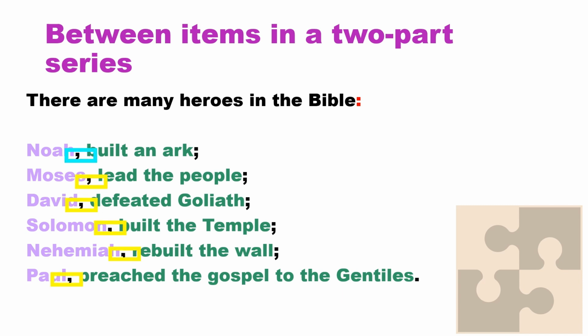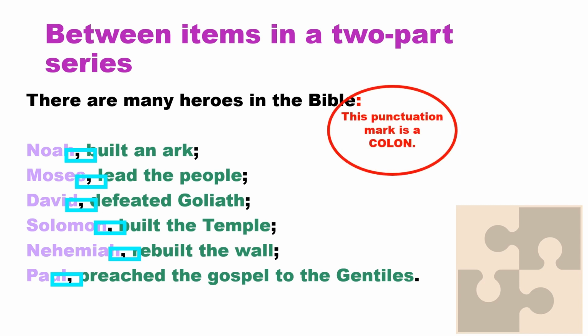Noah, comma, built an ark. Moses, comma, led the people. David, comma, defeated Goliath. If it was all commas, oh my goodness, it would be so confusing. Now there's one more punctuation mark that I'm sure you see in this sentence, and that is the colon. The colon is different from the semicolon. The colon is here because it is introducing what we call a lengthy series. That's for another video.